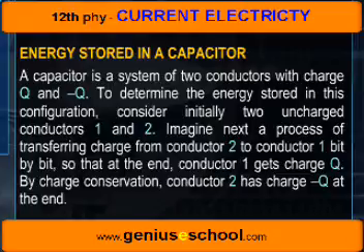Energy stored in a capacitor. A capacitor is a system of two conductors with charge Q and minus Q. To determine the energy stored in this configuration, consider initially two uncharged conductors 1 and 2. Imagine next a process of transferring charge from conductor 2 to conductor 1 bit by bit so that at the end conductor 1 gets charge Q. By charge conservation, conductor 2 has charge minus Q at the end.